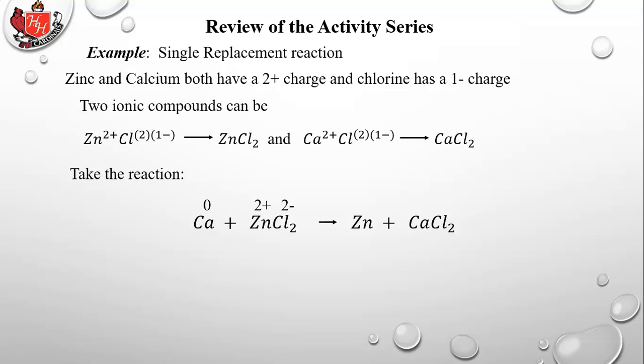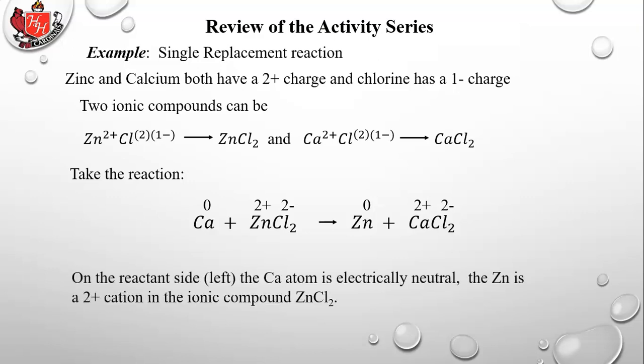It wants to pick up one electron to be like the nearest noble gas, so it's going to take on a 1- charge. So you're going to need two of those to match up with the one zinc, which has a 2+ charge. So 2+, 2-. Zinc over on that side is then going to be a 0 charge, and calcium chloride is going to be the same, 2+ for calcium and a 2- for the chloride ions.